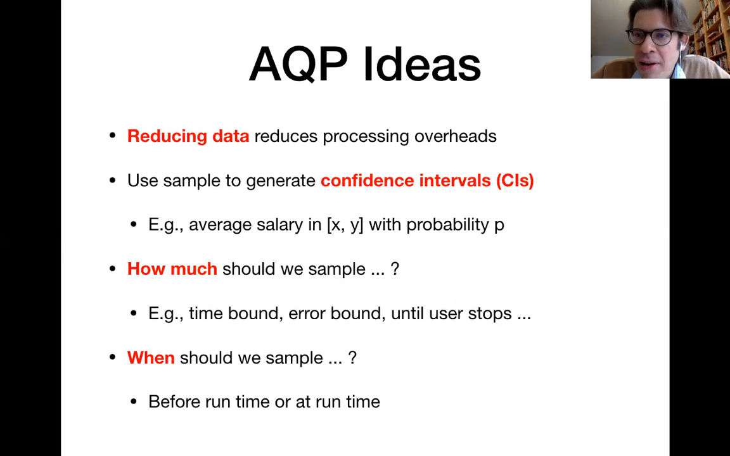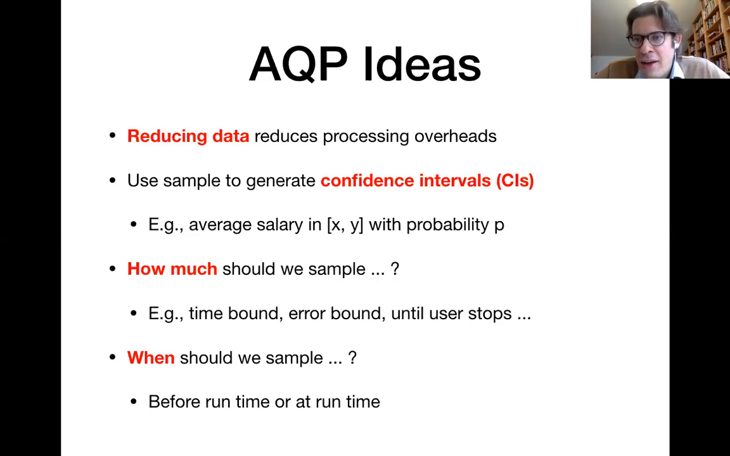So typically, we try to reduce the amount of data that we are processing in order to get so-called confidence intervals. And that essentially means that we say that the true value is within a certain interval with a certain probability. So we could say something for the query before, such as that the average salary is within certain bounds with a certain probability. And as we will see later, there are statistical formulas that allow you to get those confidence intervals based on a sample from the data.